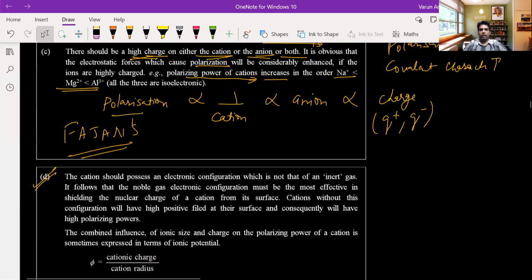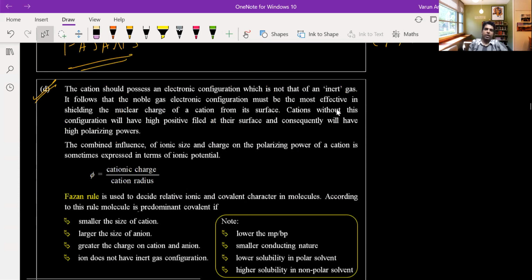Now the last point. Before I discuss the last point, write down ionic potential. So what is ionic potential? Ionic potential is the ratio of the charge of the cation to the radius of the cation. This ratio is known as ionic potential.